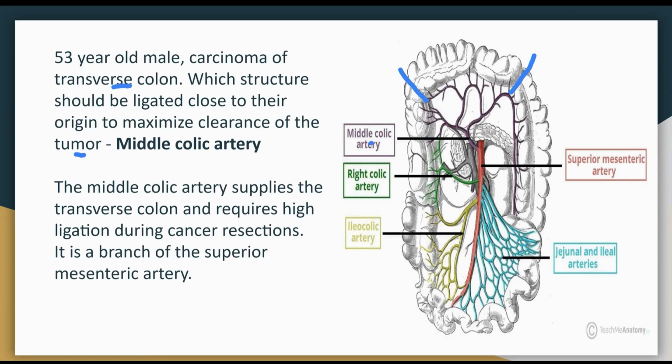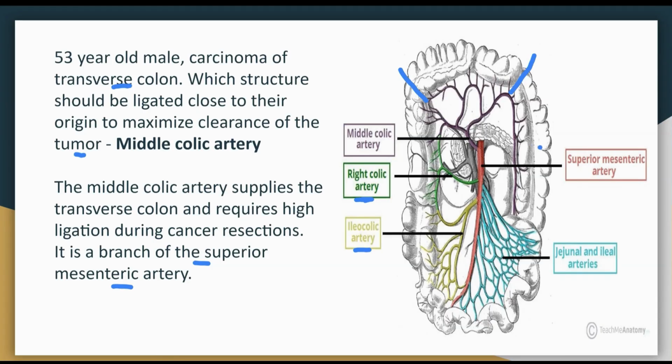Now, this middle colic artery is branched from the superior mesenteric artery, which is one of the anterior branches directly originating from the abdominal aorta. For the right-sided colon, we have the right colic artery, and for the cecum and the appendix, we have the iliocolic artery, which is going to supply the terminal part of the ileum, the cecum, and give multiple branches, out of which one branch is going to supply the appendix as well.